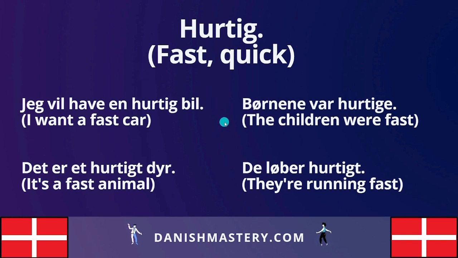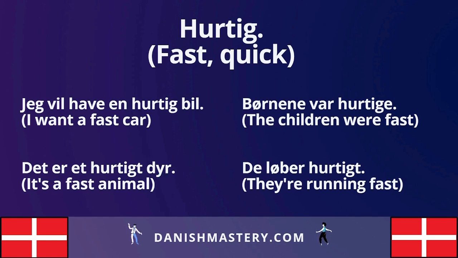Now what we got here? Let's get into character. Jeg vil have en hurtig bil. I want a fast car. Jeg vil have en hurtig bil. Right? So it's pretty straightforward. En hurtig bil, a fast car. Like that.